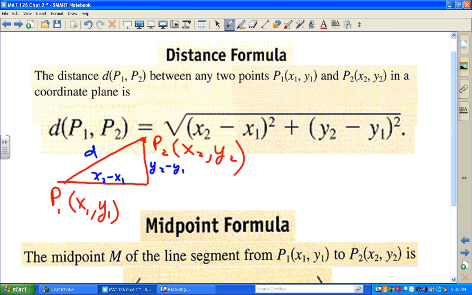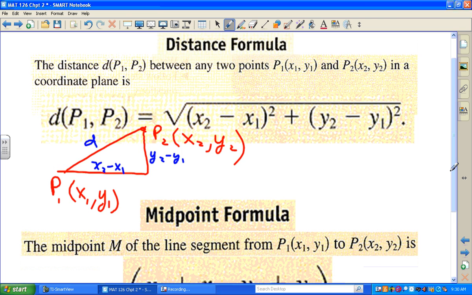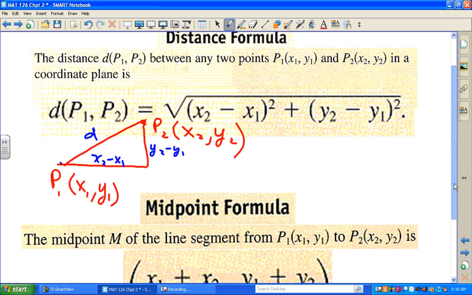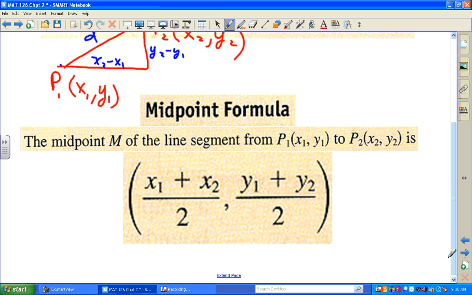But I know a lot of people like to memorize formulas. That's fine. And there's one to memorize, the distance formula. The midpoint formula. That's how you find the length of a leg. To find this length, you take this one and subtract this one, and it gives you how far it is. We'll do an example, and you'll see what I mean. The midpoint formula, obviously you add and divide by 2. It's the point halfway between.